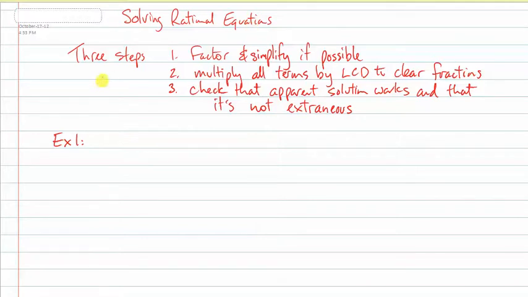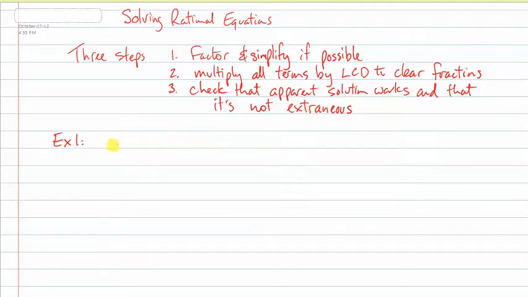To solve a rational equation there are three steps. Factor first. Factoring is always a good idea. Simplify if possible once you factor. Second, multiply all the terms by the LCD. This will clear the fractions, so no more rationals to deal with. Third, check that the apparent solution works and that it's not extraneous. Extraneous means an answer that seems to be an answer but isn't actually valid. Let's work through some examples and you'll see how this works.